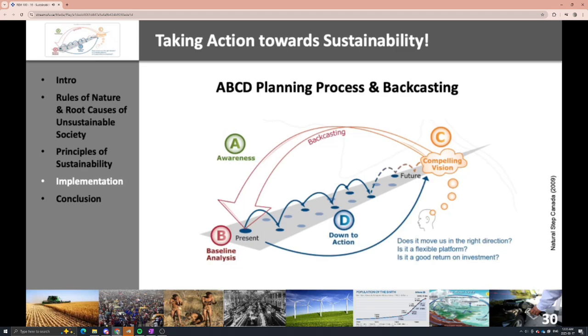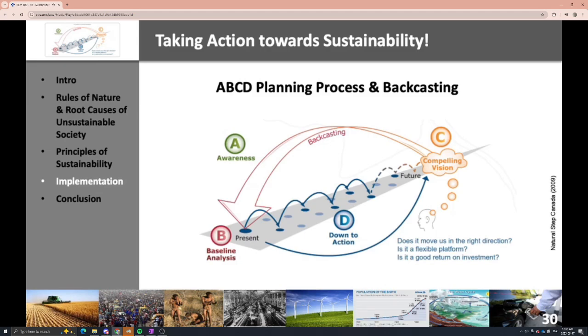One last comment about the ABCD planning process is that once you've reached your compelling vision, you're still not done. You simply go through the process again to create a more ambitious, compelling vision and new actions that will help you get to this new, more ambitious, compelling vision. So it's an iterative process that continuously gets you closer and closer to where you need to be in order to be truly sustainable.